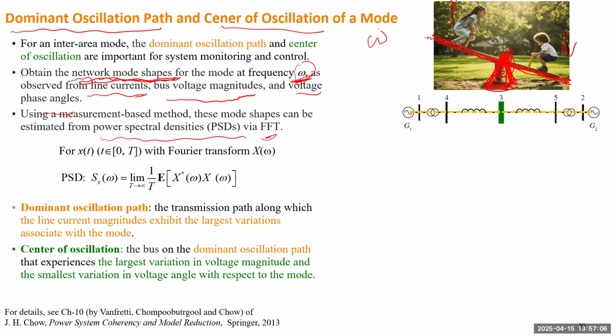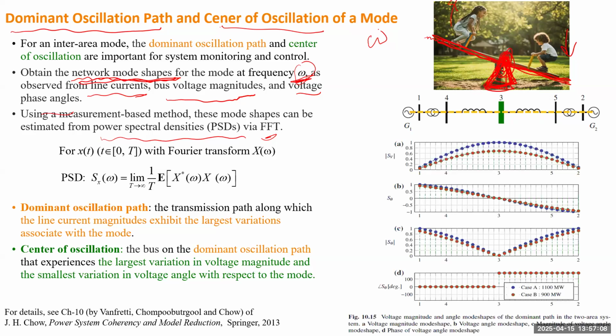Okay, so let's go to this simple network model. I borrowed this one from that book. You can find that the whole chapter gives a lot of useful studies, including those concepts. So for this system, the first chart is actually the magnitude of the mode shape on the voltage variation. You see bus 3 has the largest variation. It studied two different loading conditions, and both confirm bus 3: if the two generators oscillate, bus 3 will have the largest voltage variation.